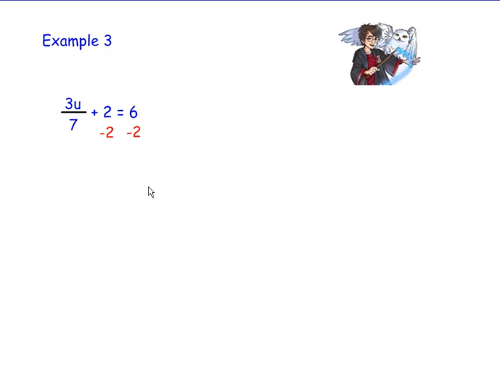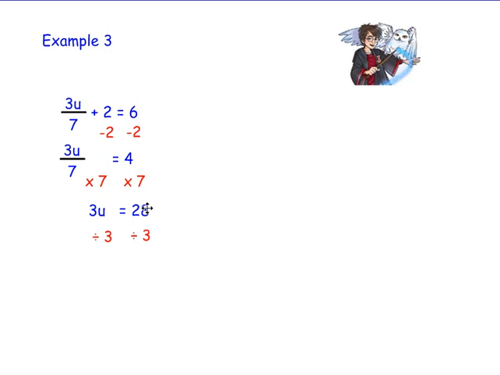6 minus 2 is 4. Now we can use our little rule to do with the denominator. So obviously divided by 7 times 7, that cancels that out. 4 times 7 is 28. And we're left with 3u equals 28. Okay, so times 3 is cancelled out by divided by 3.